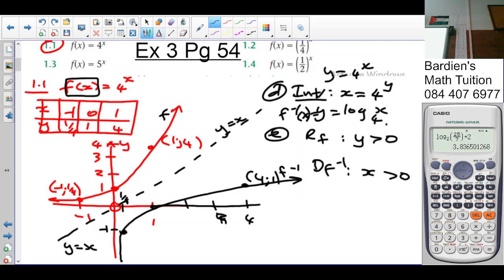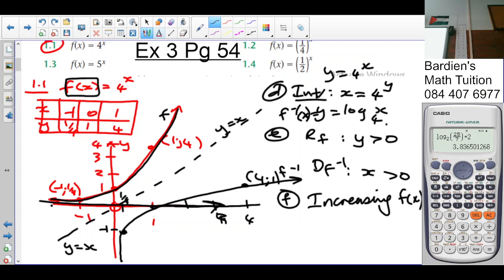F, state whether f and the inverse are increasing or decreasing functions. So, what can we say about the f of x? Is it increasing or decreasing? Increasing. How do we know it's increasing? As we move from left to right, as x increases, we always look from negative x to positive x. As x increases, what happens to this graph? It's also increasing. That's why it's an increasing function.